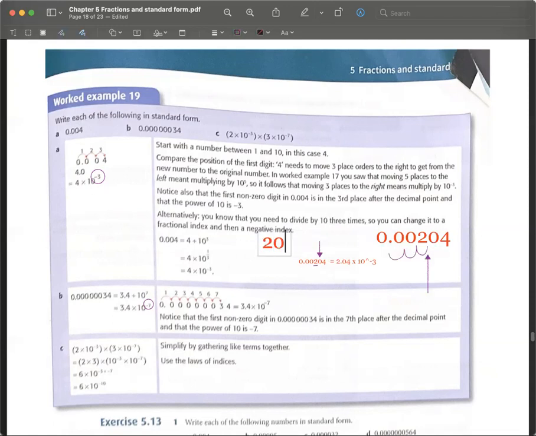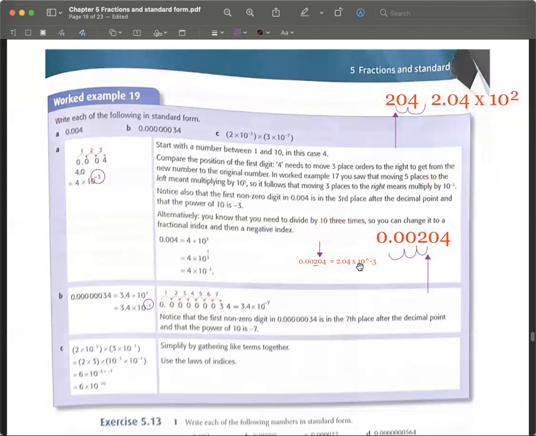As opposed to this, the decimal place is here, but I need to move it here. This is the positive version. So I need to move it to the left. If I'm moving it to the left, then it is times 10 to the power of a positive number. 1, 2. So this is 2.04 times 10 to the power of 2, because there are 2 jumps.